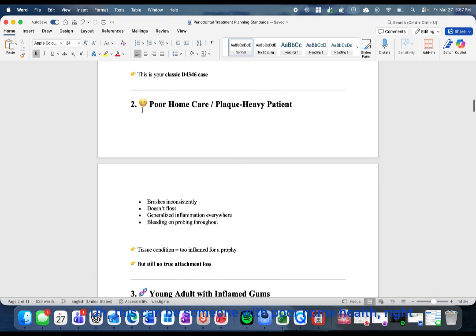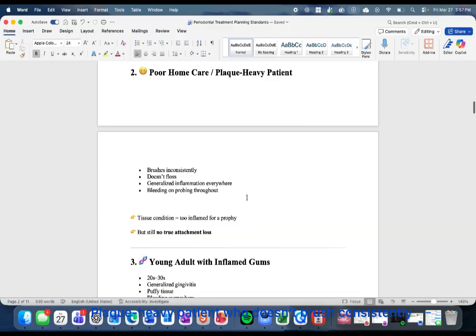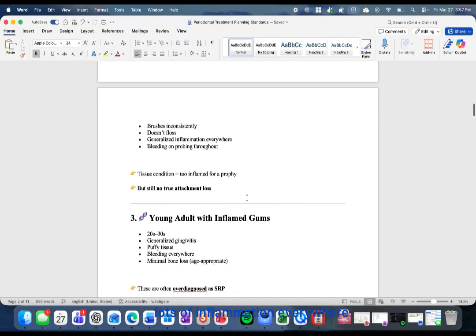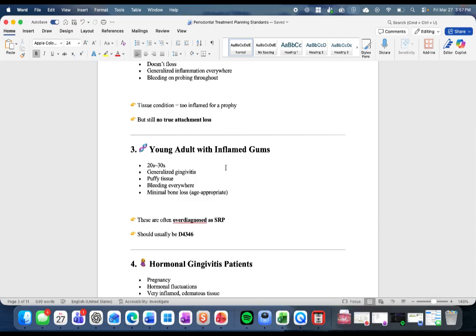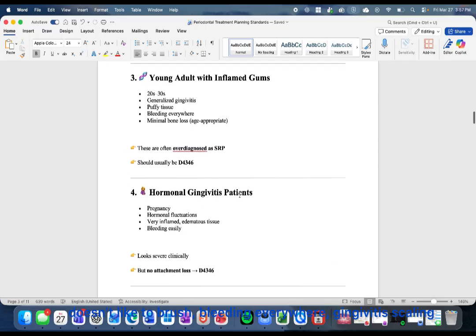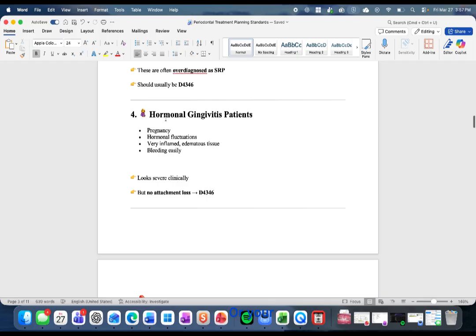This can be someone with poor home health, right? A plaque heavy patient who doesn't brush consistently, lots of inflammation everywhere, no attachment loss. The young adult with inflamed gums, maybe in their 20s to 30s, puffy tissue, doesn't like to brush, bleeding everywhere, gingivitis scaling, or, you know, a pregnant patient, right?